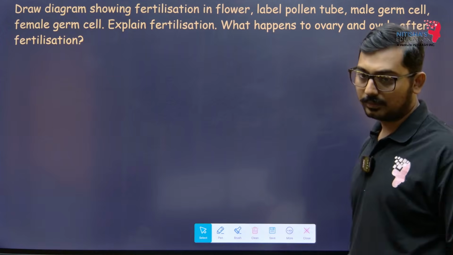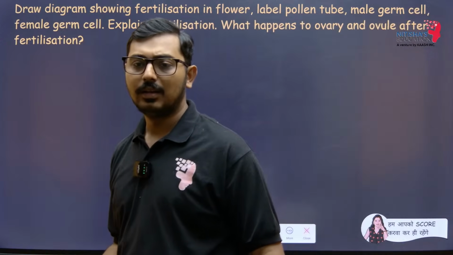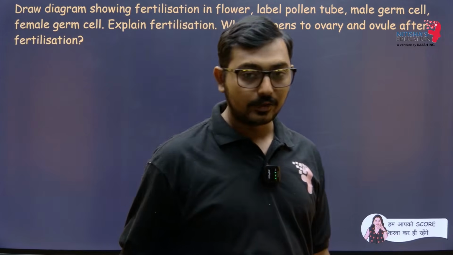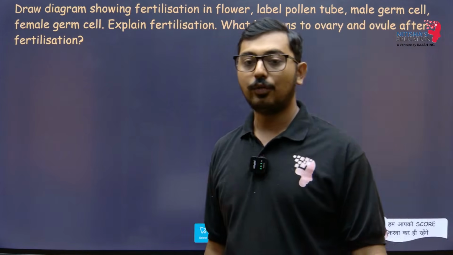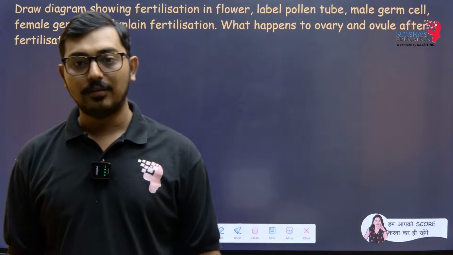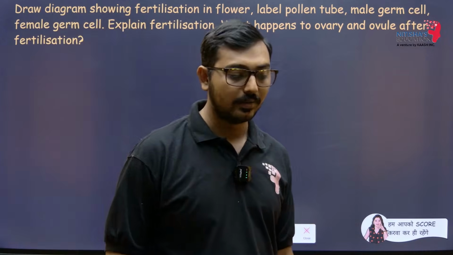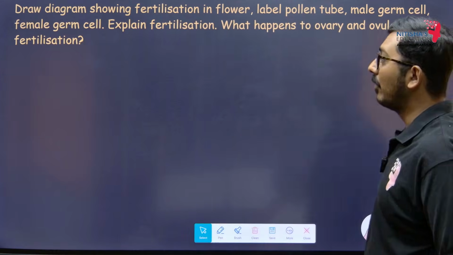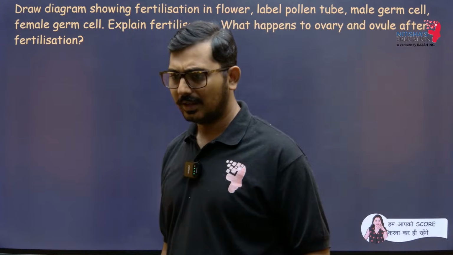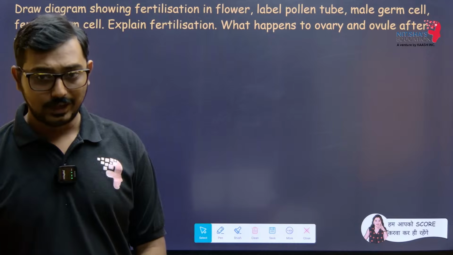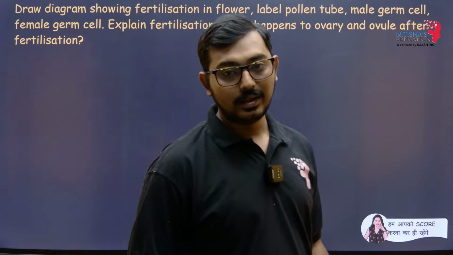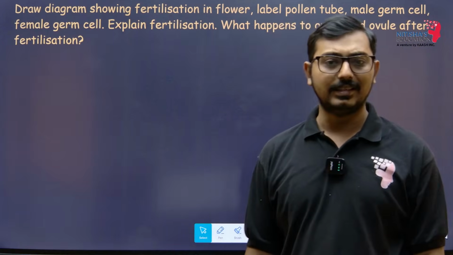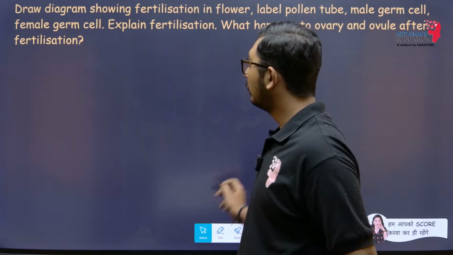Explain fertilization. Fertilization is nothing but two different kinds of reproductive cells combining together to form a zygote. That is what fertilization means, and that zygote converts into an embryo. What happens to the ovary and ovule after fertilization? Nothing, they get converted into the fruit. The ovary becomes the fruit and the ovule gets converted into the seeds.